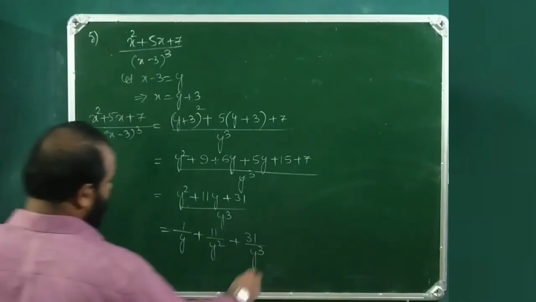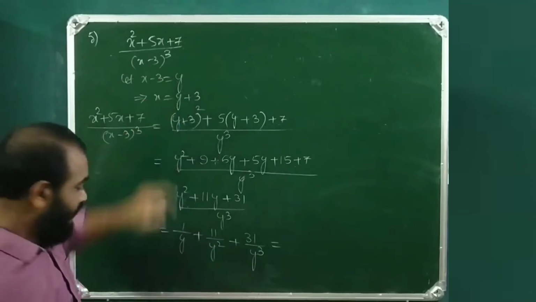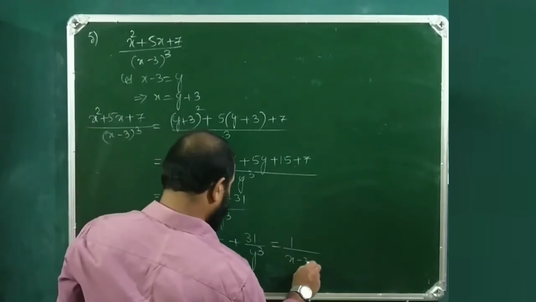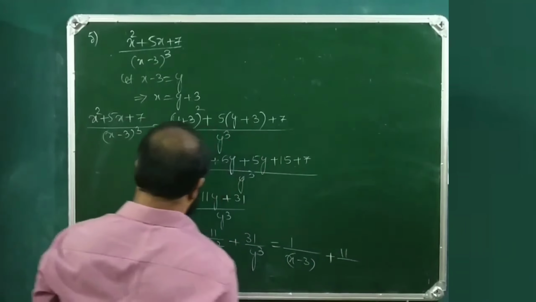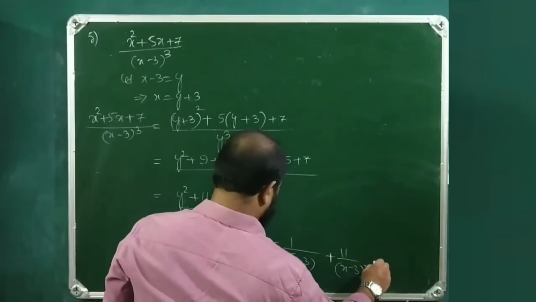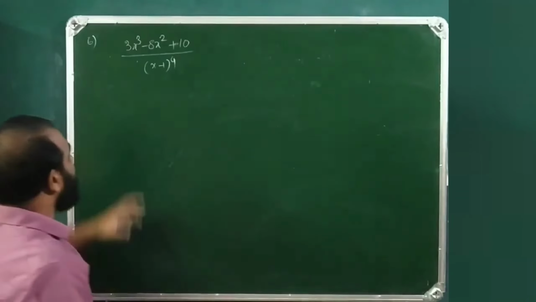So replace x minus 3 with y, then we'll get 1 by x minus 3 plus 11 by x minus 3 whole square plus 31 by x minus 3 whole cube.